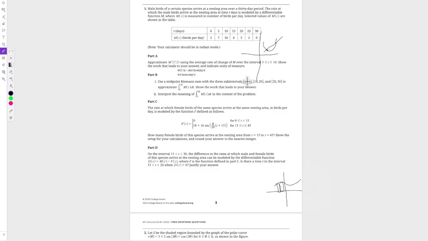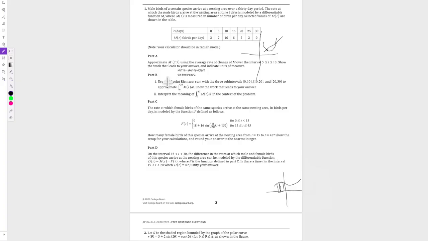So here we're being told that we want to find the area from t equals 0 to t equals 30 of the function m of t using three rectangles. The important part of the rectangles is we need to know the width and the height. And we know the width. All of these subintervals are of length 10. So 10, 10, 10. We know the width is always 10. But what's the height? That's what this is for.